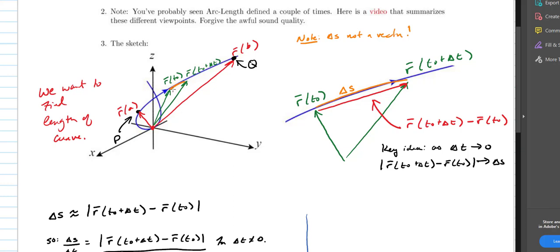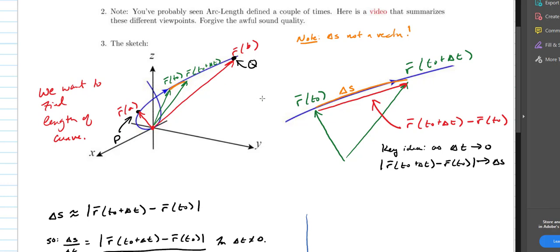So what we do to help facilitate this is we think about plugging in 2 very close time values. So I'm going to plug in some t0 value, and that's going to give me this vector right here. And then I'm going to add just a little increment of t called delta t to that, and that's going to give me this new green vector right here. And so we can think of chopping up this blue curve into a bunch of different little line segments that correspond to these differences between these 2 vectors.